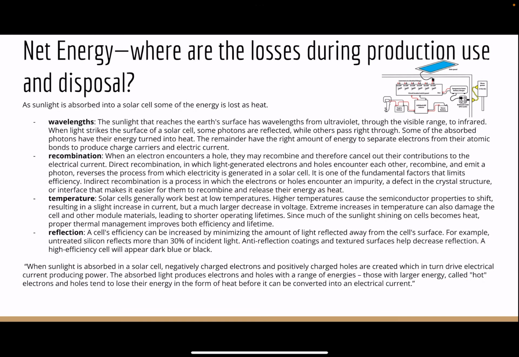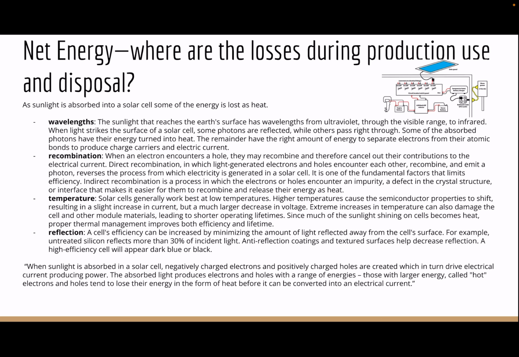Okay, so this is the slide on net energy, where there are losses during the production and the use of, like, solar panels. Sunlight is absorbed into the solar cells, and a big part of the energy that is lost is through heat. And then we can break it down into wavelengths, recombination, temperature, and reflection.